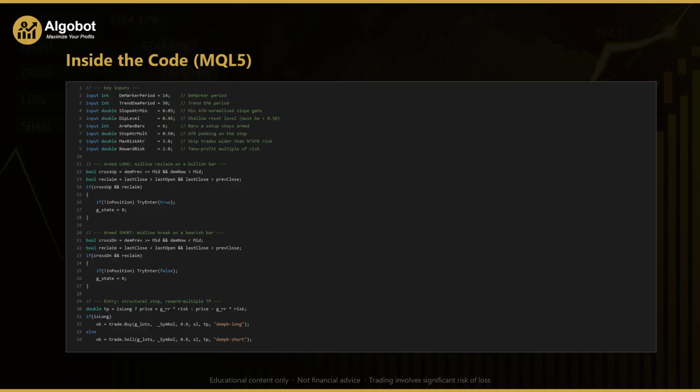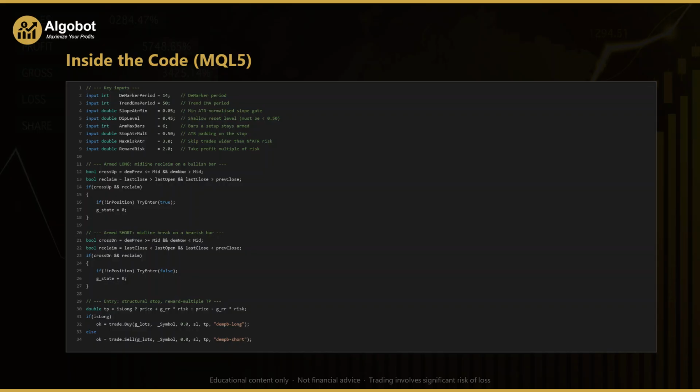Cross DN is true when DeMarker was at or above the midline and is now below it. Its reclaim requires a bearish candle, with the close below the open and below the previous close. When both align, the code calls TrendEmaPeriod with false for a short.